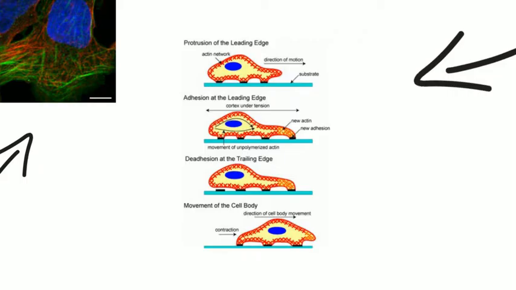The process of cell crawling can be broken down into four main stages. 1. Leading edge extension and protrusion. 2. Substratum attachment and adhesion of leading edge. 3. Trailing edge retraction and deadhesion. And 4. Tension at front and rear of cells generates contractile force.